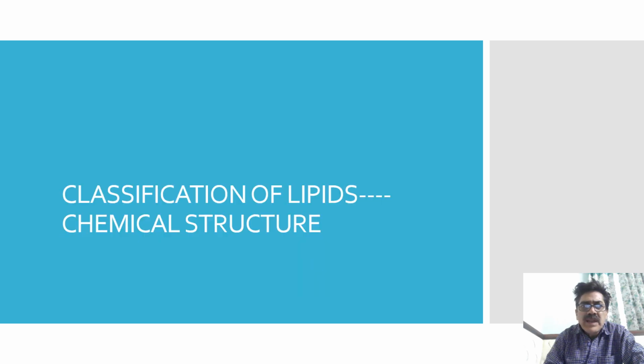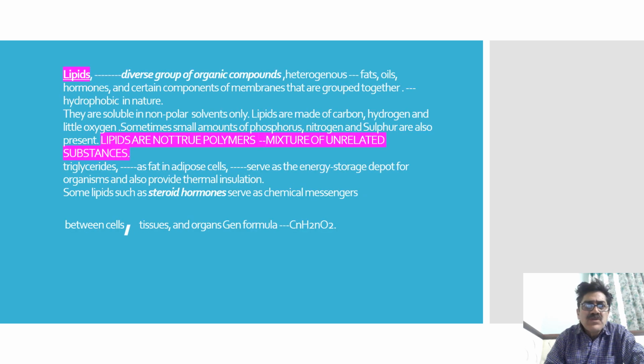Now we will be classifying lipids on the basis of chemical structure. Whenever we classify something, there has to be some basis on which we are classifying. First of all, let us see the definition of lipids. Lipids is not the name of a single group of organic compounds. It is a diverse, heterogeneous group of compounds. Examples would be fats, oils, hormones, and certain components of our cell membranes. They are grouped together and they are lipids.